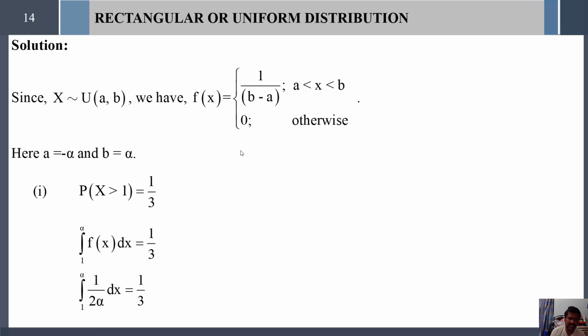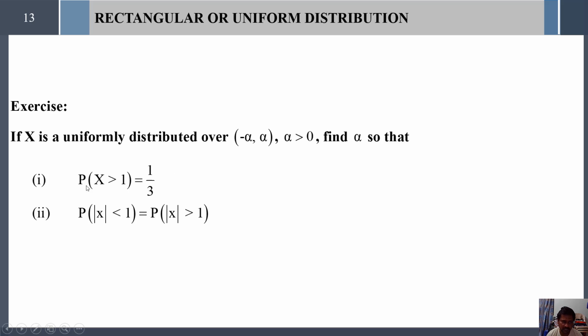As usual, let us consider x follows uniform distribution a comma b. If x is uniformly distributed, then its corresponding probability density function is 1 divided by b minus a, where x lies between a and b. Here a equals minus alpha and b equals alpha, that is the given interval. Simply substituting a equals minus alpha and b equals alpha, we get 1 divided by alpha minus of minus alpha, then 1 divided by 2 alpha. F of x equals 1 divided by 2 alpha.